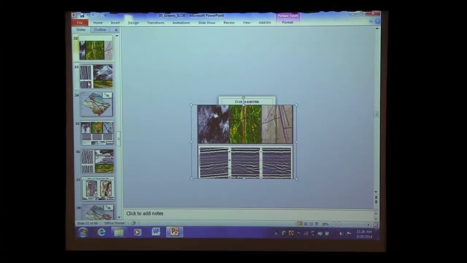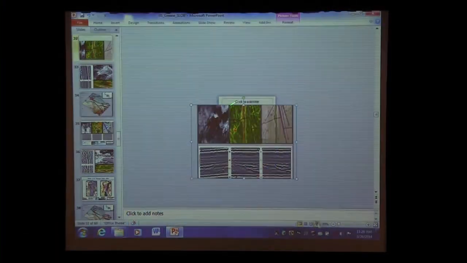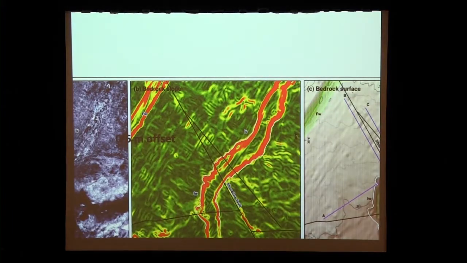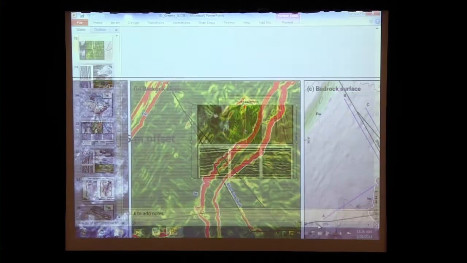Let's see, is this actually the right direction, or is this upside down? The one I'm looking at right here. Okay, great. It filled the whole screen, but okay. This is a problem going from a Mac to a PC, I'm sure.